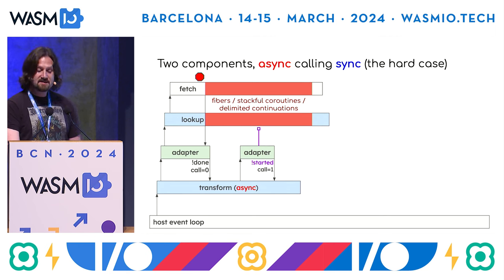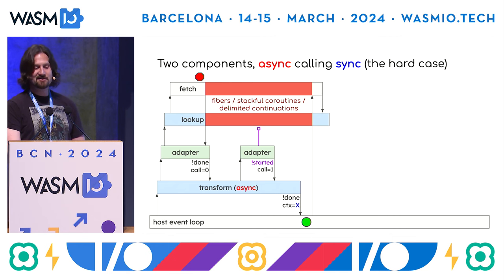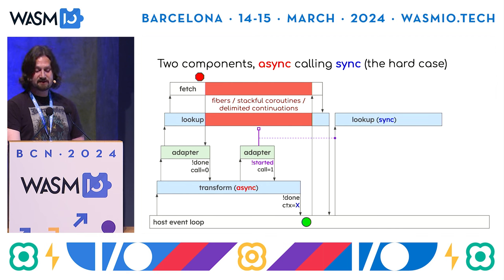So now we have two async lookup calls going, and the transform function can keep running, and eventually it's done, and it needs to wait for progress, so it returns to the host event loop. Let's see how this plays out. So time passes. The fetch call makes progress, so that fiber is resumed. Now the fetch can return its results synchronously to the lookup function, which returns its results. The host knows that there's an enqueued lookup call, so it immediately kicks that off. So now that second lookup call starts.